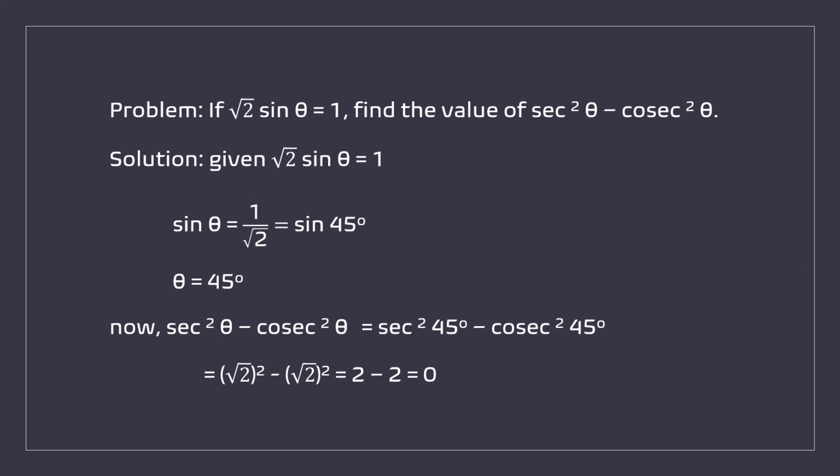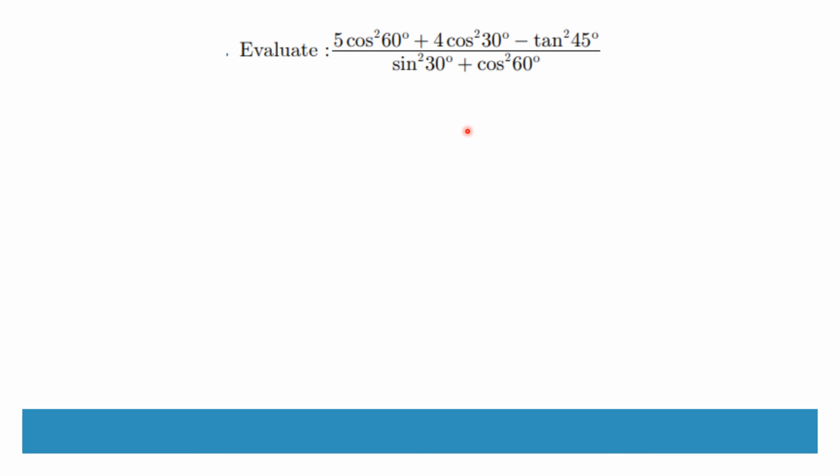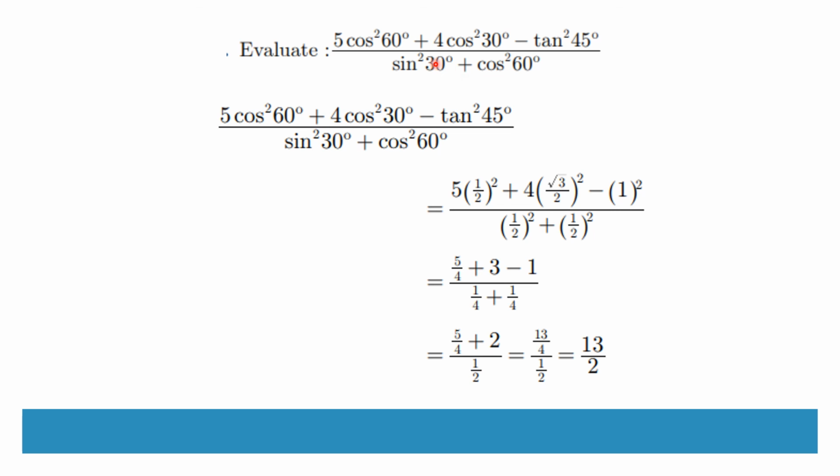Let's see one more problem. Evaluate 5 cos square 60 degrees plus 4 cos square 30 degrees minus tan square 45 degrees, divided by sin square 30 degrees plus cos square 60 degrees. We'll evaluate this value. Just substitute the values.